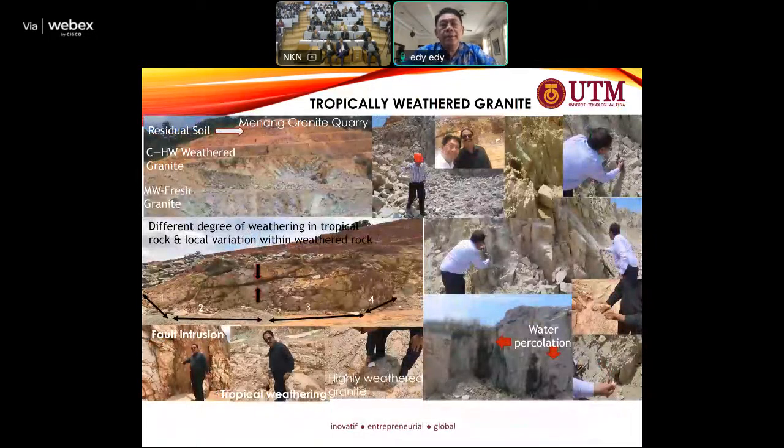Okay, this is also showing the Menang quarry, the one side. We do the detail mapping where you can see Dr. Ramesh over there doing the investigation at the quarry, doing the detail mapping in the quarry. Okay, then next slide, please.